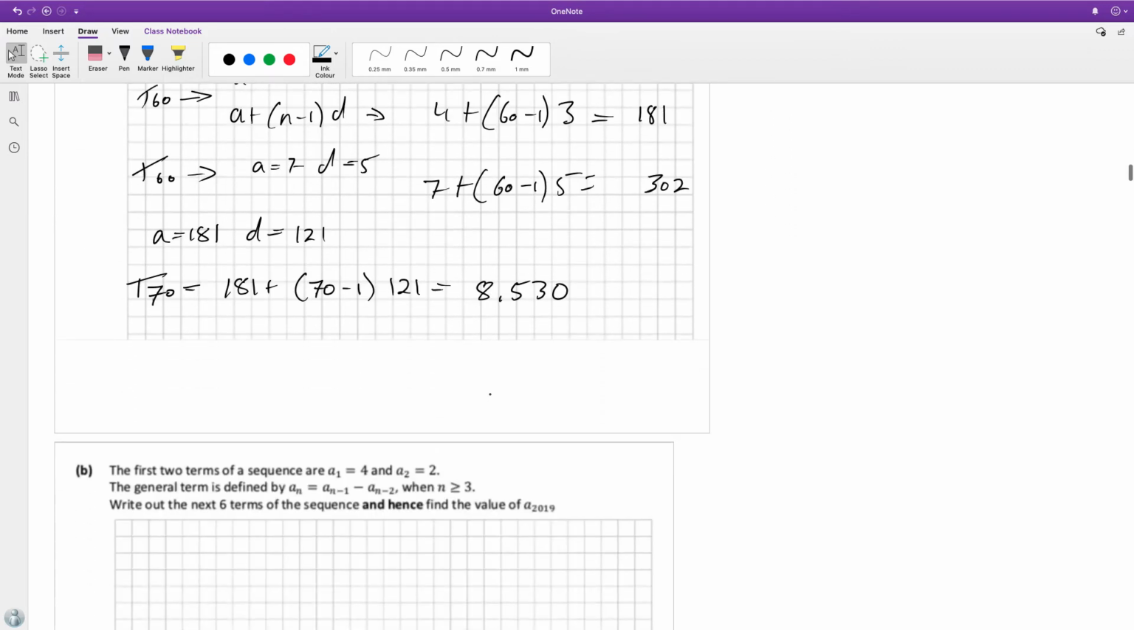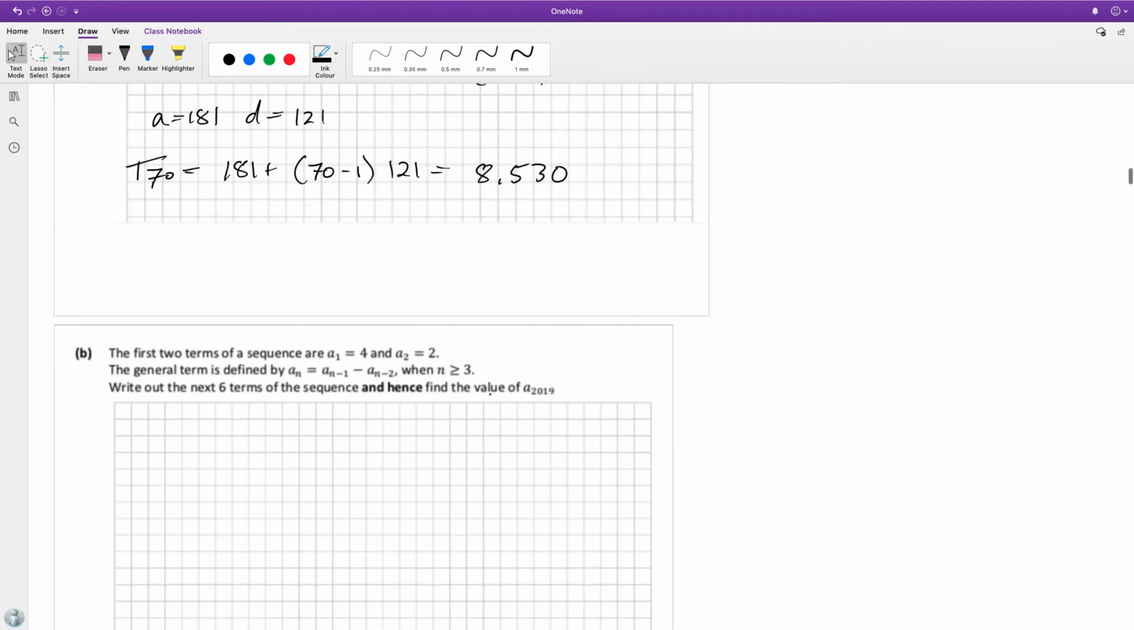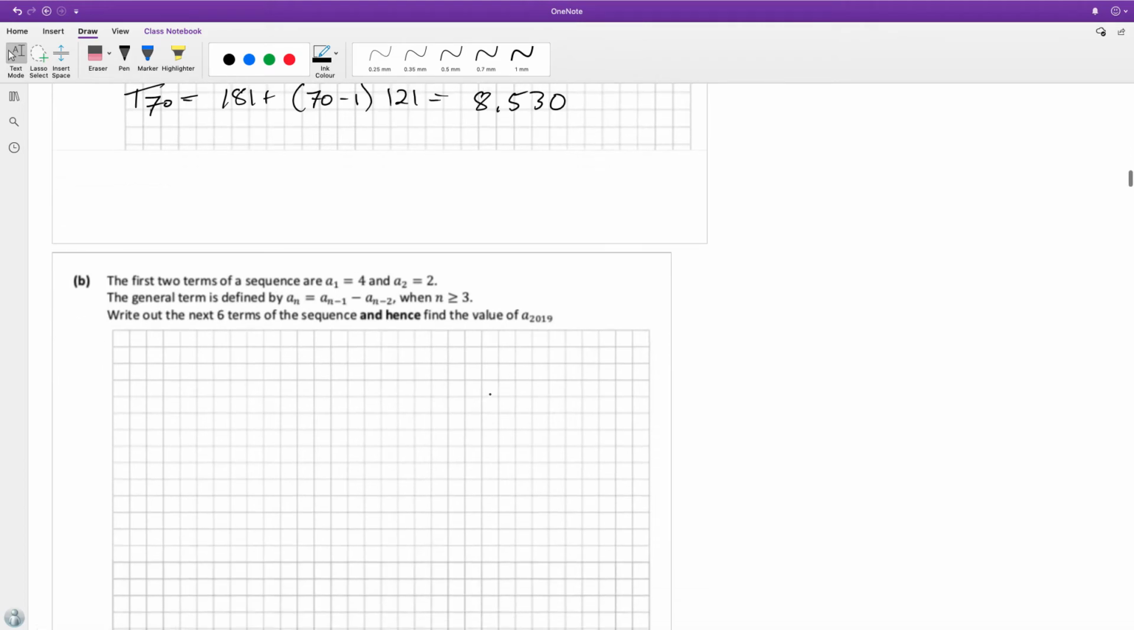8,530. Right, the next bit of the question. The first two terms of a sequence are A1 is equal to 4, A2 is equal to 2, and the general term is defined by AN is equal to AN minus 1 minus AN minus 2, where n must be a number greater than or equal to 3. Write out the next 6 terms of the sequence and hence find the value of A 2019. Anyone know what this looks like?